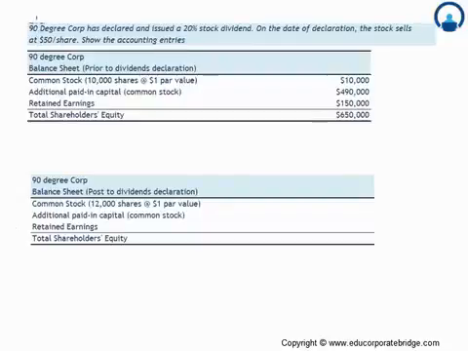Let us take this example of a 20% stock dividend. There is a corporation called 90 Degree Corporation, and on the date of declaration the stock sells at $50 per share. So here are the entries prior to the dividend declaration. There were 10,000 shares at $1 par value, so this is 10,000 as common stock. The additional paid in capital is 490 and the retained earnings given is 150.